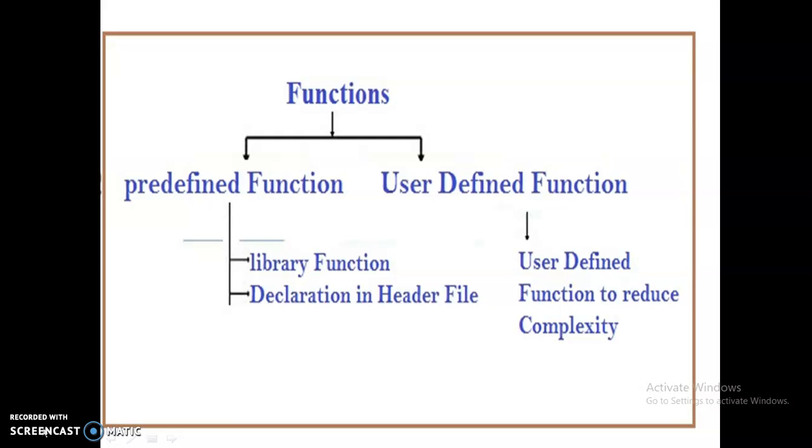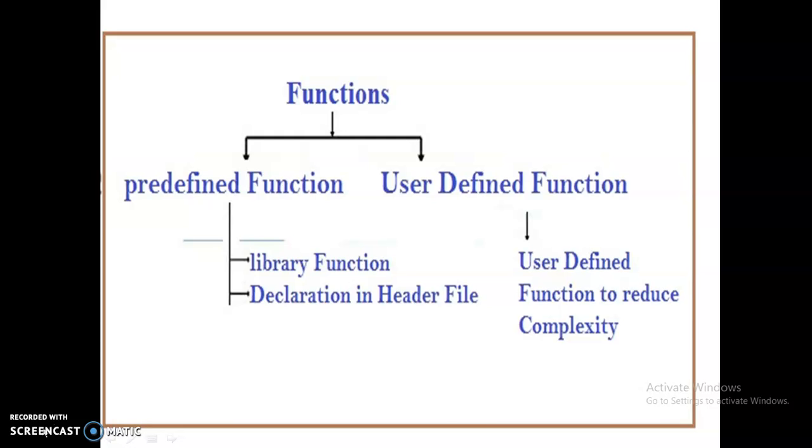In contrast to the predefined function, in the user-defined function the code is written by the user. So for the main function also, the code is written by the user only. So main is also an example of a user-defined function in C.